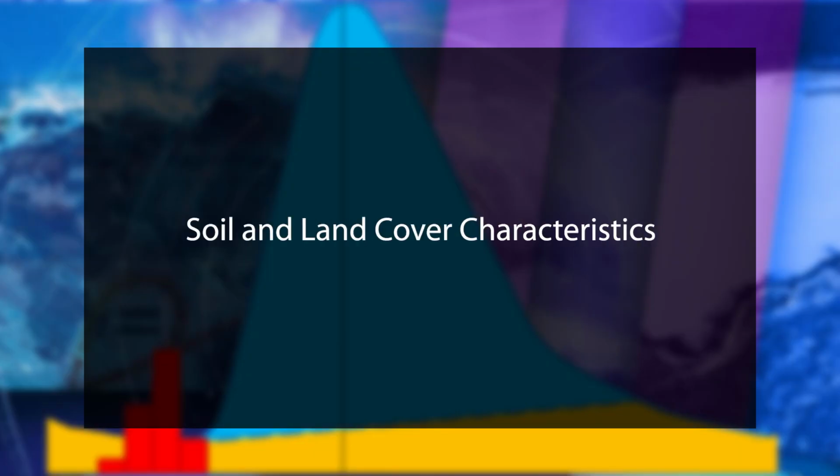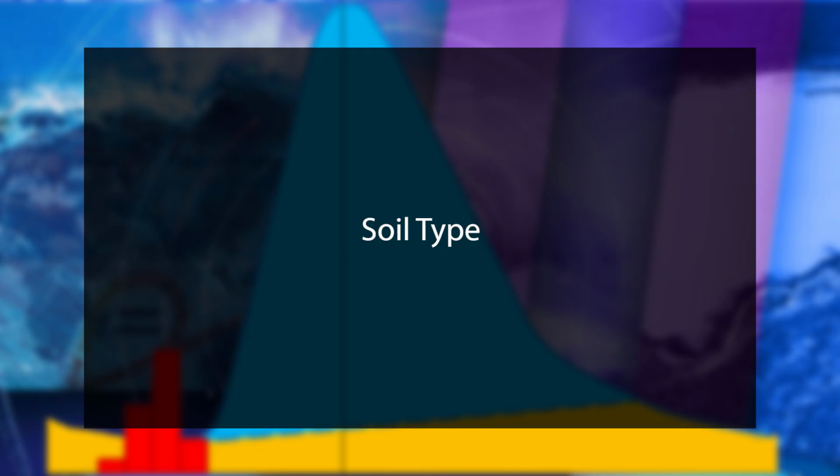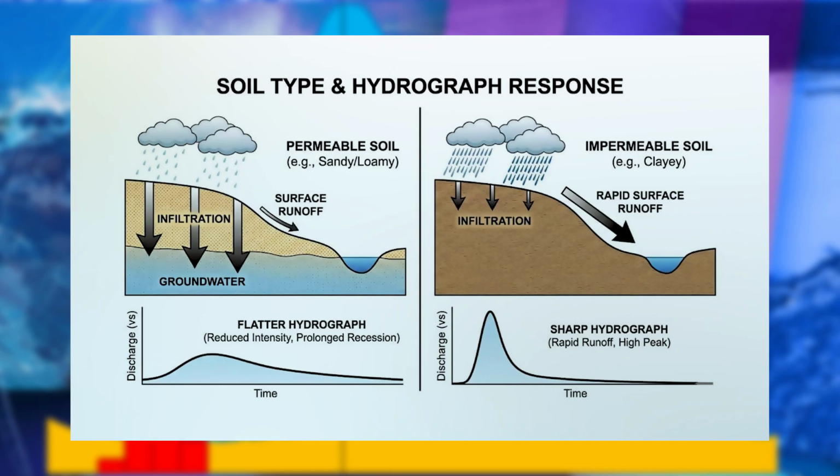Now, let us move to one of the important influencing factors, that is soil and land cover characteristics. First we will discuss the soil type. Often permeable soils, for example sandy or loamy soils, promote infiltration, reducing the intensity of runoff and creating a flatter hydrograph with a prolonged recession limb. Impermeable or clay soils resist infiltration, leading to rapid surface runoff and sharp hydrograph peaks.